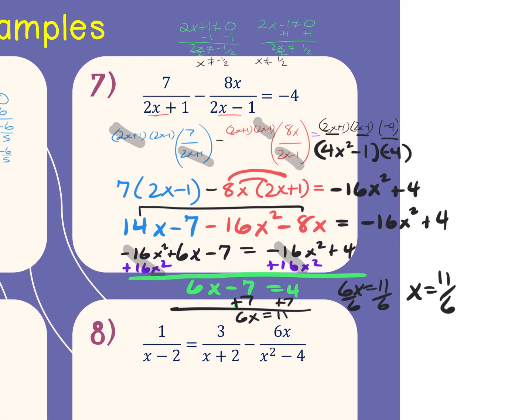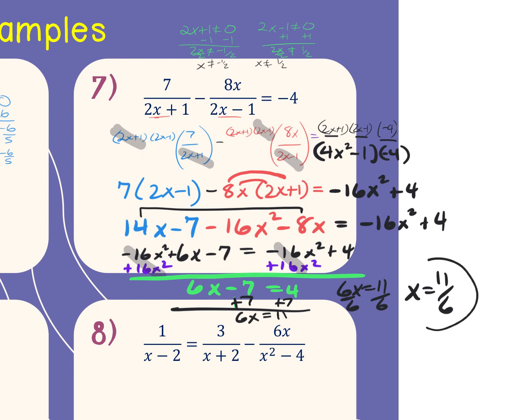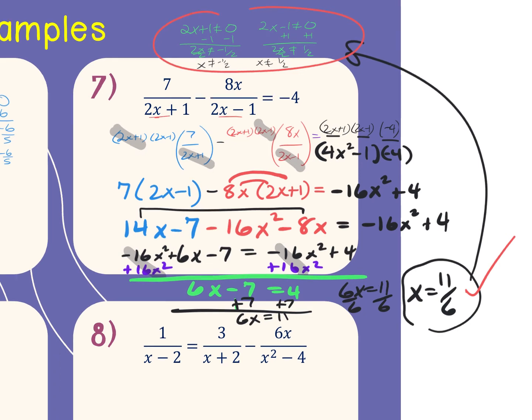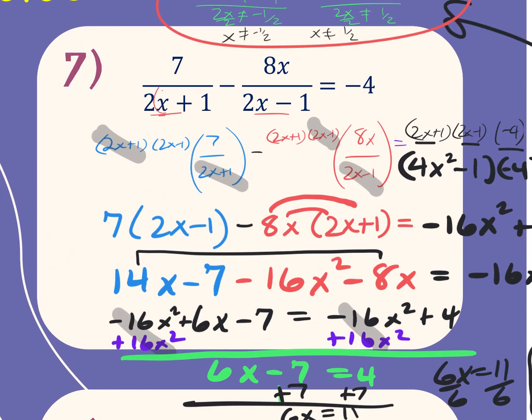Now, if you remember, we already did what x can't equal up here at the top. If x were to equal 1/2 or negative 1/2, then my answer here would be no solution. But my answer is 11 over 6, so this checks. You could also have just plugged it in. You don't have to do this at the beginning. You could now plug in 11 over 6 into these x's to make sure it doesn't make any of the denominators a 0.